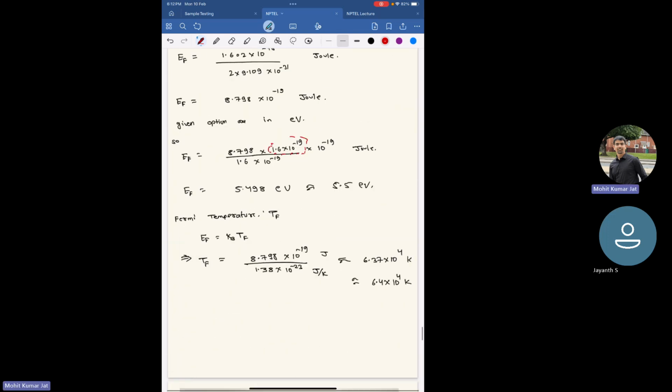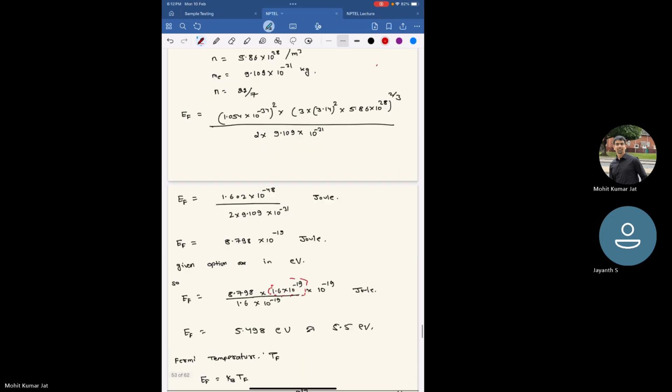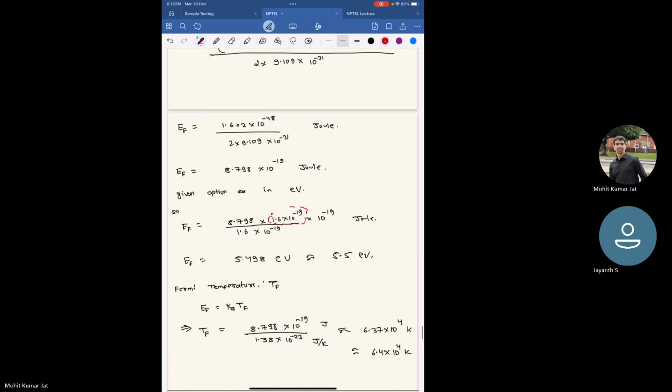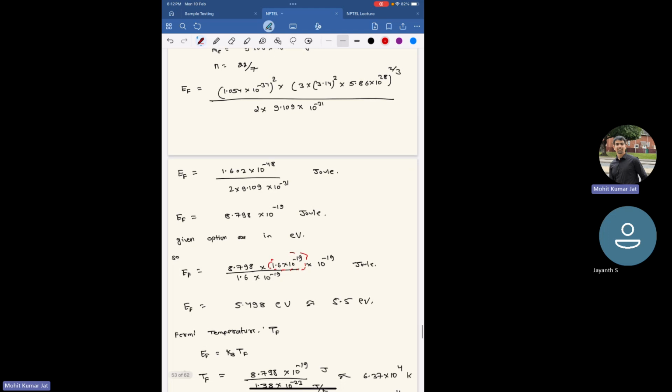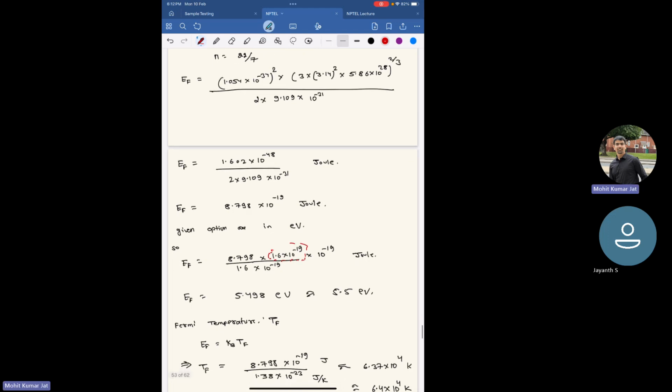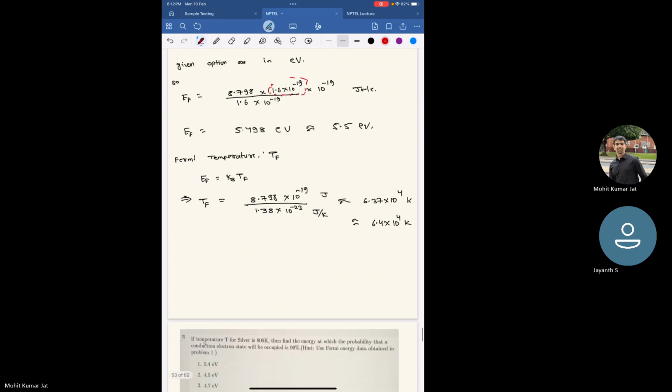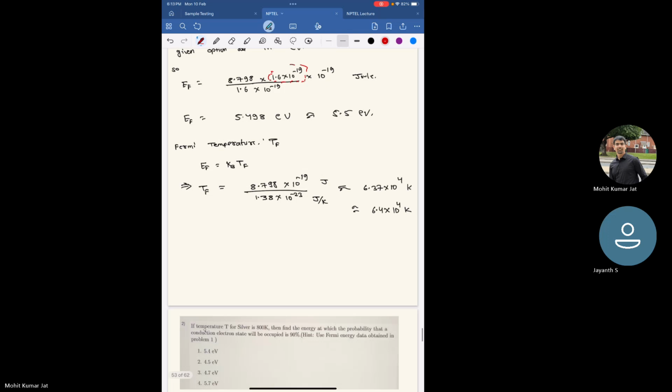So this is how we calculate it. Now, if you have any question or doubt, the class can ask in the chat box. If not, then I'll be moving on to the next question.